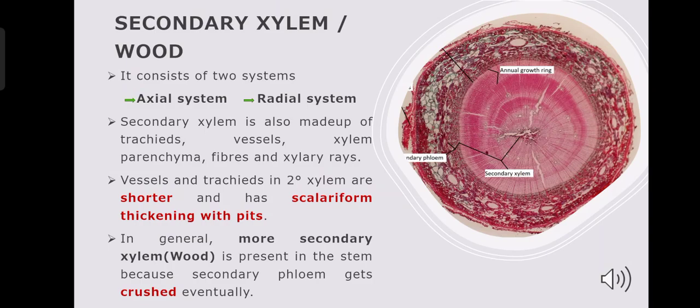Secondary xylem. It is also commonly known as the wood. It consists of two systems, namely the axial system and the radial system. In the axial system, the cells are oriented in the horizontal manner, whereas in the radial system, the cells are oriented in the vertical manner.